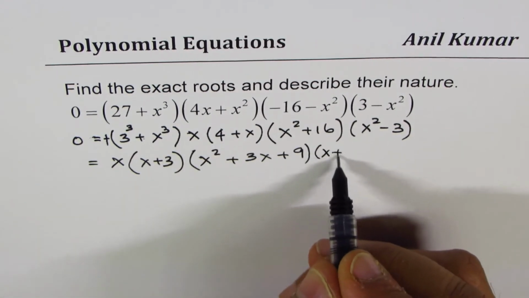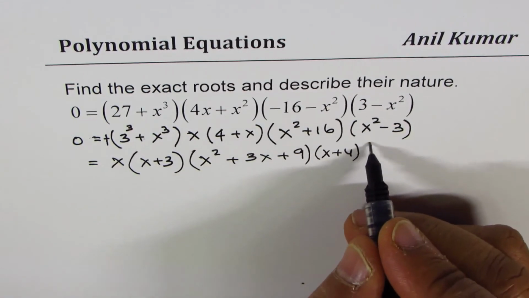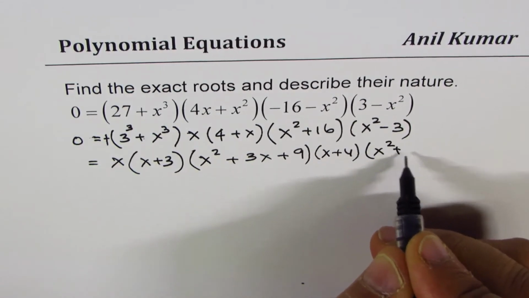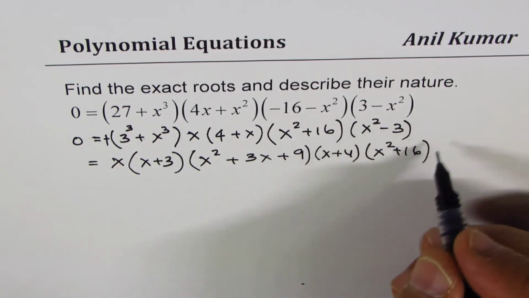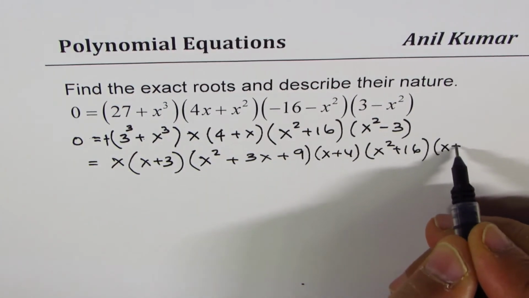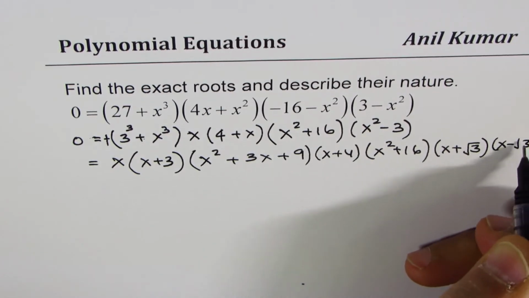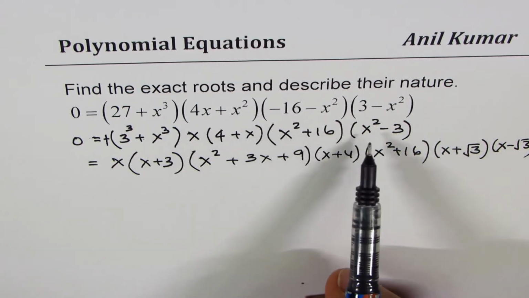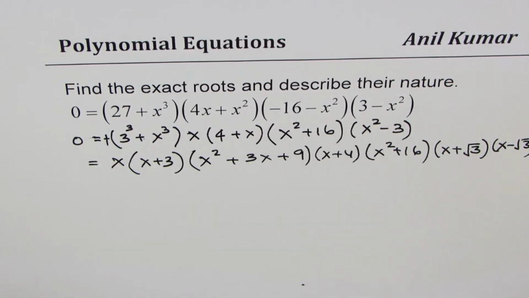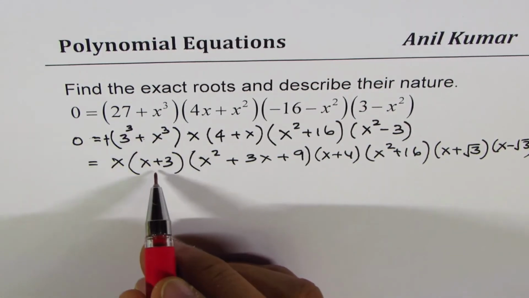Now we have x plus 4. It's better to write x first. x squared plus 16 cannot be factored. So just keep it as such. And x squared minus 3, you could write this as x plus square root 3 times x minus square root 3. Does it make sense to you? So we have applied the difference of squares in this case. And here we have applied the sum of cubes.